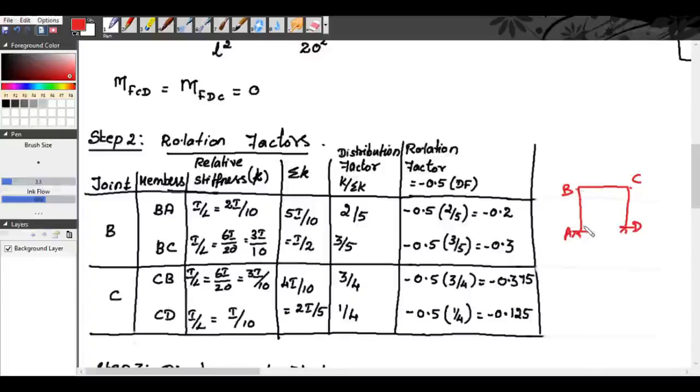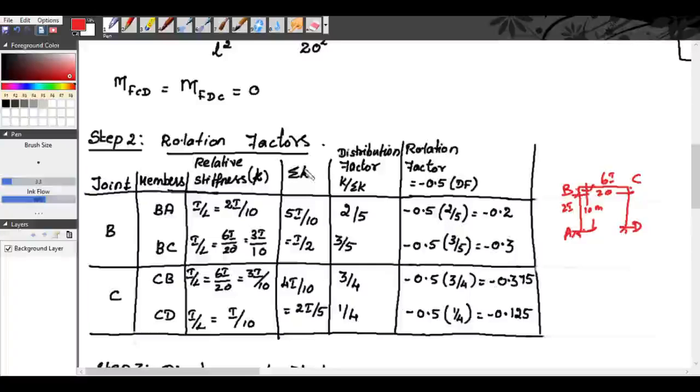So, for the member BA, it is I by L. For BA, I is 2I and the length is 10 meters. So, 2I by 10. For BC, also it is I by L. Relative stiffness is I by L. Here the member property is 6I, so I by L is equal to 6I by the span length, 20 meters. So, 6I by 20, we get 3I by 10. Similarly, for the joint C, for the members CB and CD also, it is I by L. Same way, you calculate.